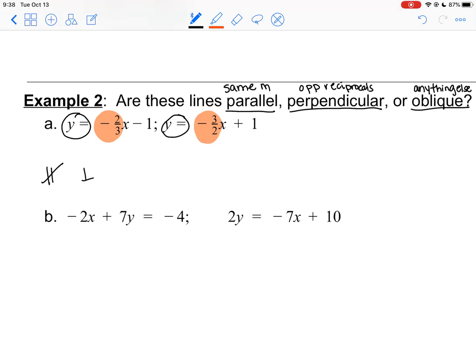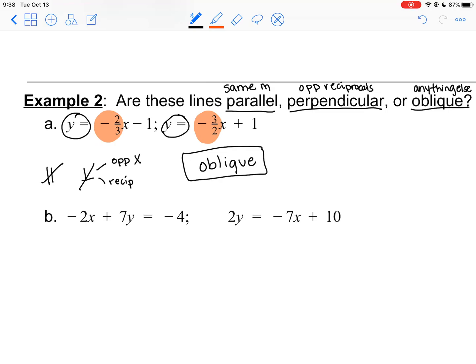Next, we're going to check for perpendicular. So perpendicular has to be opposite and reciprocals. So if I check the opposite part, that's my signs. One would be negative and one would be positive. And if I look, both of these slopes have a negative. So these are both negative. That means that they are not opposite, so this is not perpendicular. So if it's not parallel and it's not perpendicular, then these two lines are oblique. So anything that's not parallel and not perpendicular, if they're in the coordinate plane, those will be oblique lines.